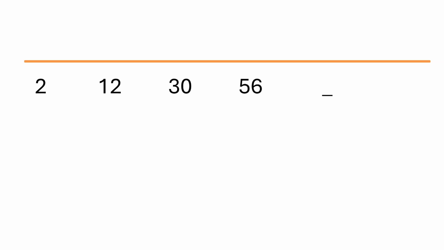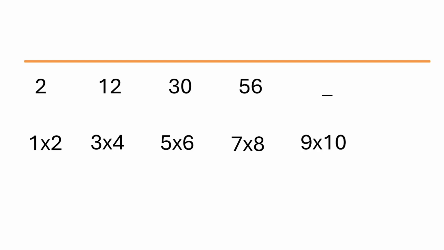One of the ways to get the answer is you can express 2 as 1 into 2, 12 as 3 into 4, 30 as 5 into 6, 56 as 7 into 8. So of course your answer is 9 into 10, 90. So did you get the answer? So are you ready to do 5 more questions with increasing level of difficulty?